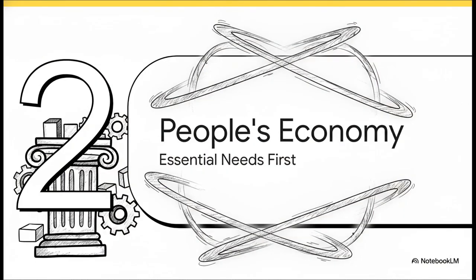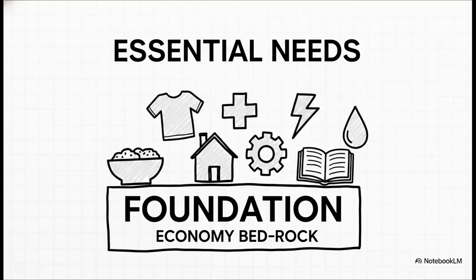Moving right along to Part 2, the people's economy. Let's see how this forms the absolute bedrock of the whole framework. The people's economy is completely obsessed with one thing: essential needs. We're talking the absolute basics: food, clothing, housing, medical treatment, education, transportation, energy, and irrigation water. The source really hammers home that producing and distributing these specific necessities has to take absolute precedence over literally everything else, because, well, if these aren't met, nothing else really matters, right?